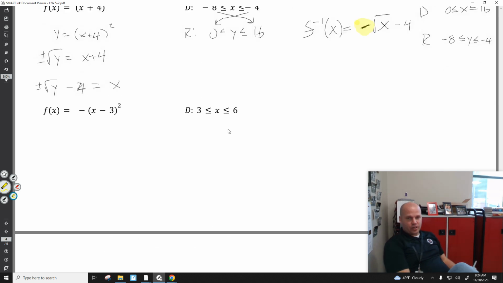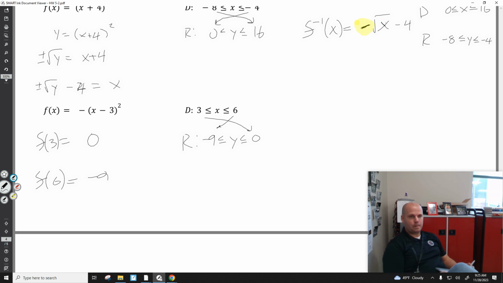Let's see what happens here. Range. Let's go ahead and I'll probably do the work down here. I wish I did that again. If I plugged in 3, I get 0. If I plug in 6, I'd get 3 squared, which is 9, but I get negative 9. So doing that first probably is helpful. Understanding that when you input 6, you output negative 9. When you input 3, you output 0.